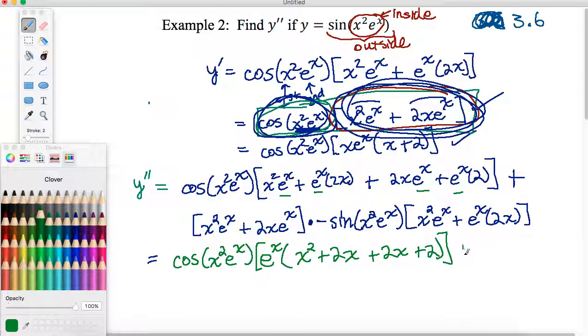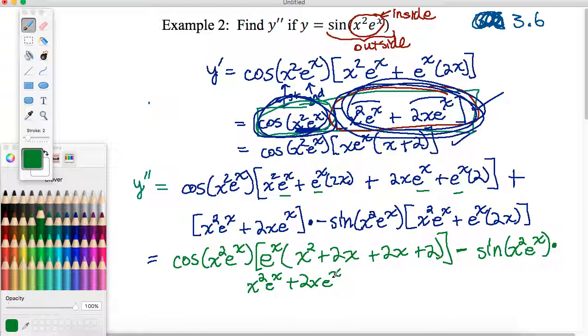Okay? In this second expression here, well, I have a negative sign here. So I'm actually going to write this as a minus instead of a plus. I'm going to go ahead and write my sine of x squared e to the x. And then it's going to be multiplied by, I'm going to go in the next line, this expression, which is x squared e to the x plus 2x e to the x. And I still have it multiplied by this expression, which is the same thing, x squared e to the x plus 2x e to the x. Right, so we can put those together and square them.